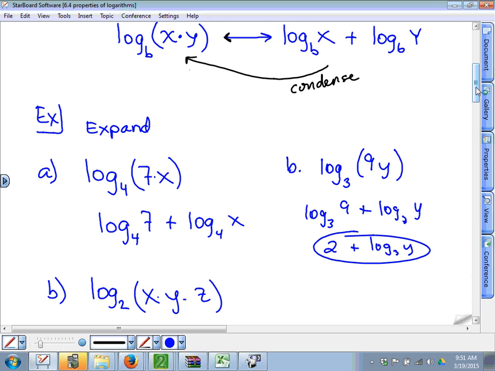Part C. What do you think is going to happen there? Not necessarily.